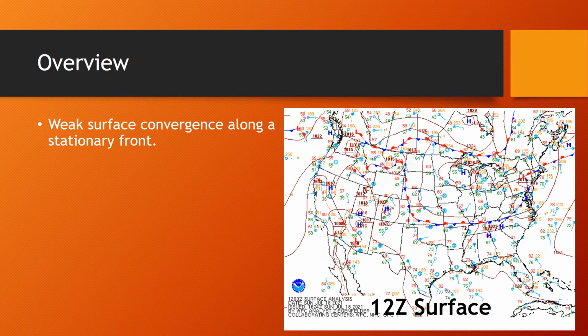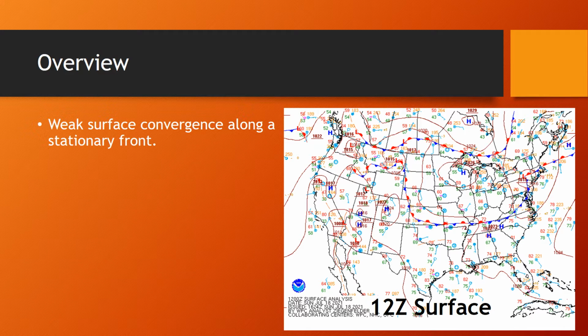Now we're going to skip all the way down to the surface from 500 millibars because as I looked at 850 and 700, all three of them showed pretty much the same thing. So for simplicity's sake, we're going to go ahead and skip right down to the surface.